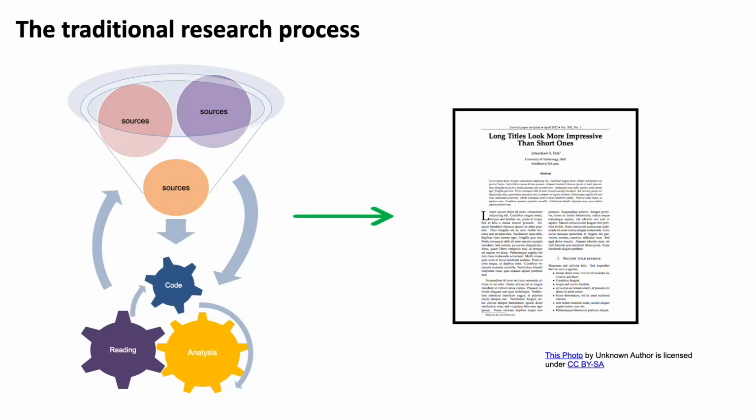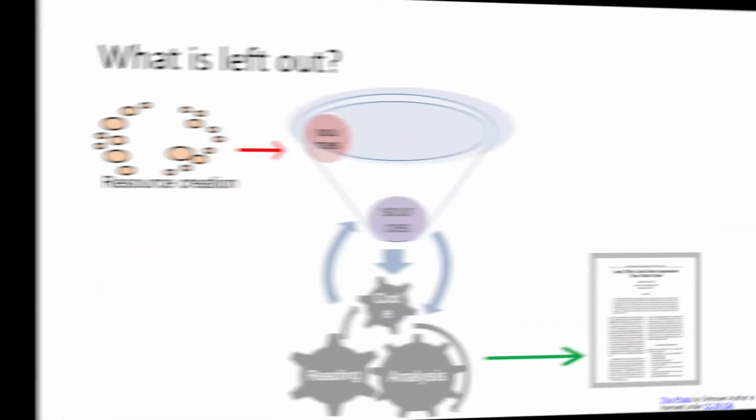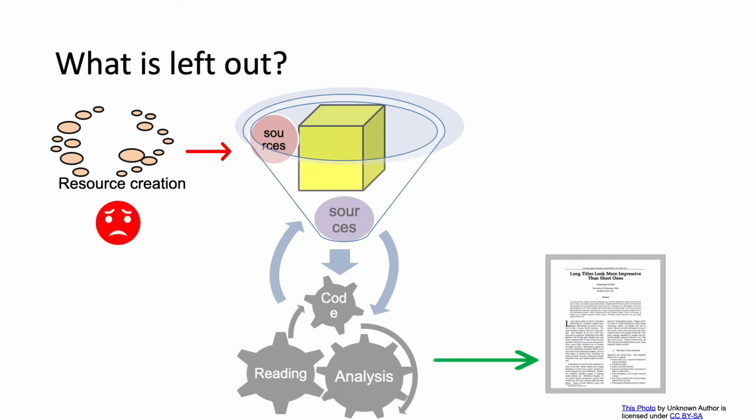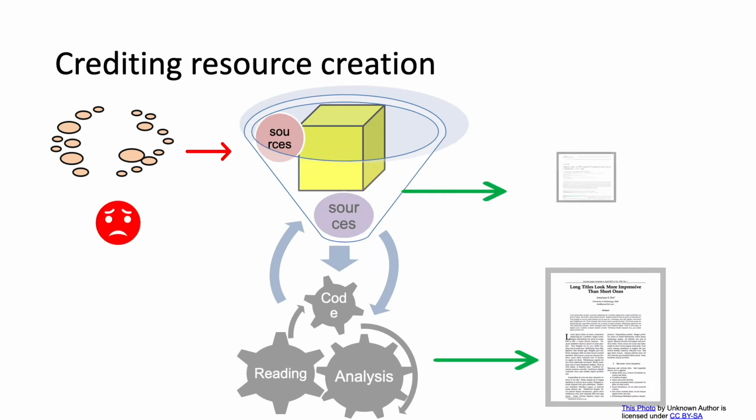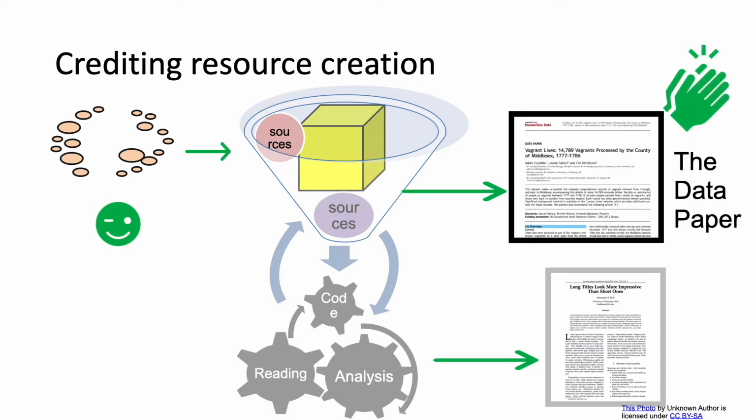When I think about what we call the traditional research process, we have different sources. Maybe it's a set of texts, maybe visual data, maybe it's audio interviews. All of these sources go into analysis, code, reading, and at the end, we have a normal traditional prose paper that describes this whole analysis. What's left out of this process is all the work that goes into creating a resource. It doesn't always get credited in the final publication. So how do we make sure all that work is recognized and credited?